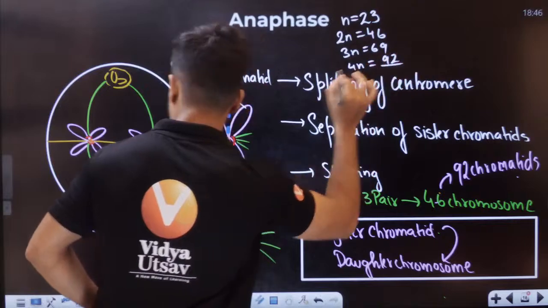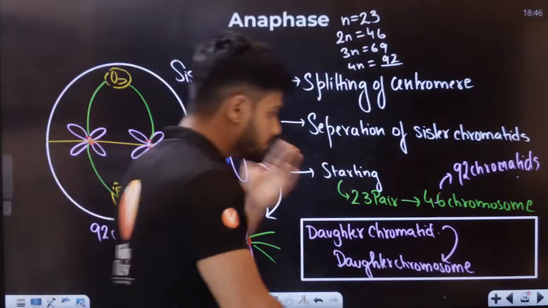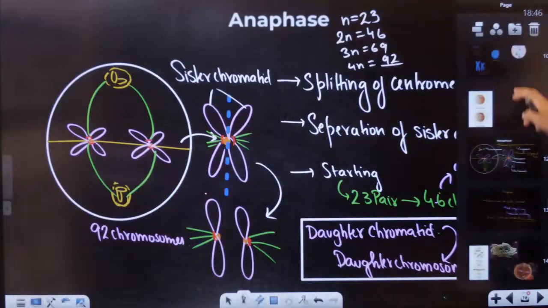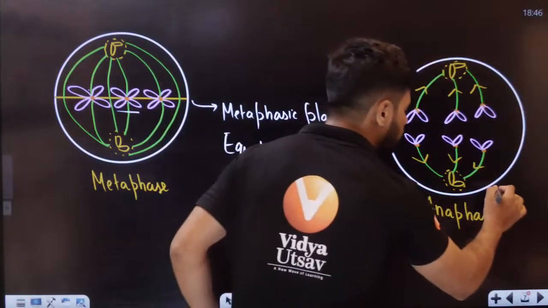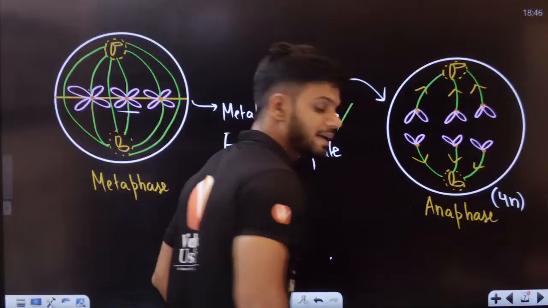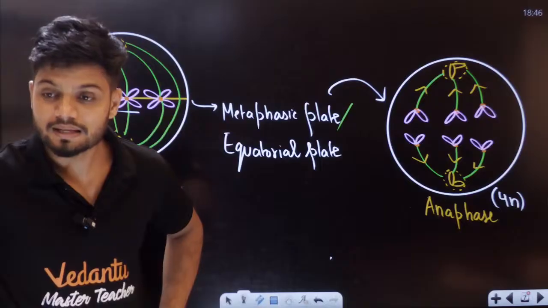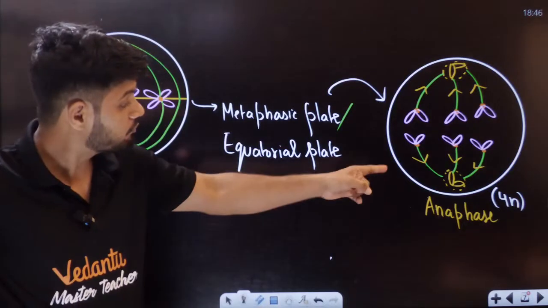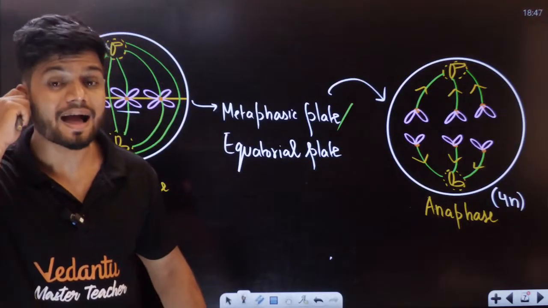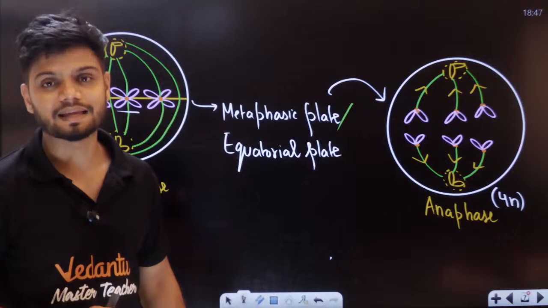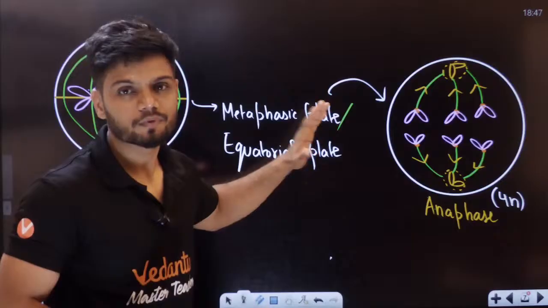So temporarily, in this anaphase, after splitting, where did we go? Here, temporarily, this is a 4n condition. Yes or no, all of you students? This right now is temporarily a 4n condition. That is what is happening in the case of anaphase after the chromatids separate out.